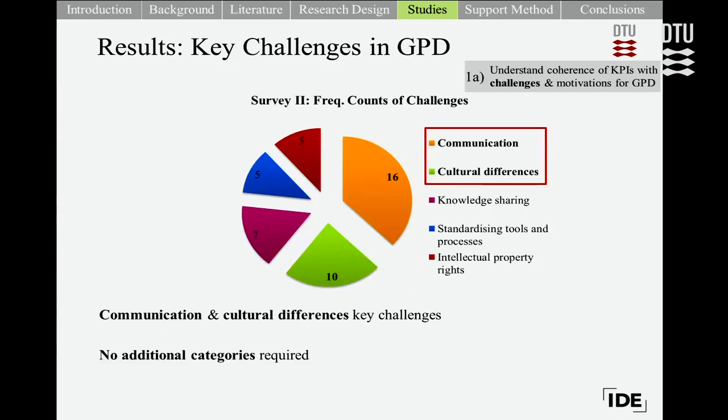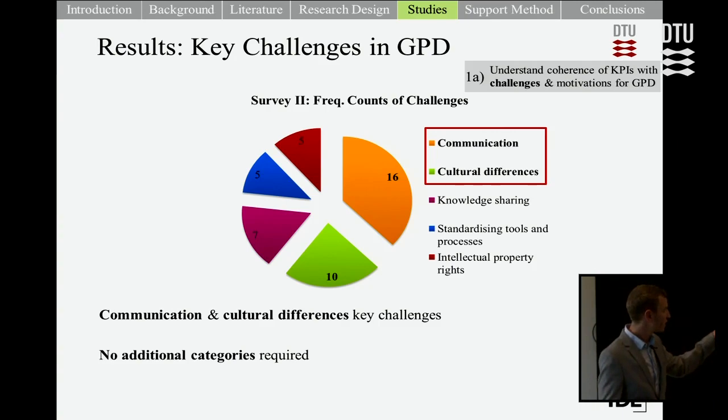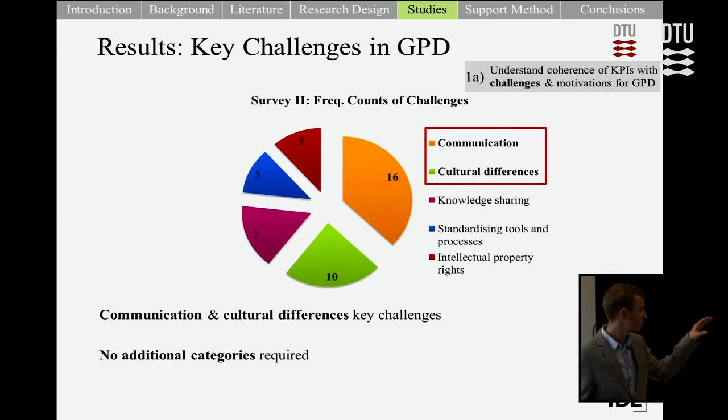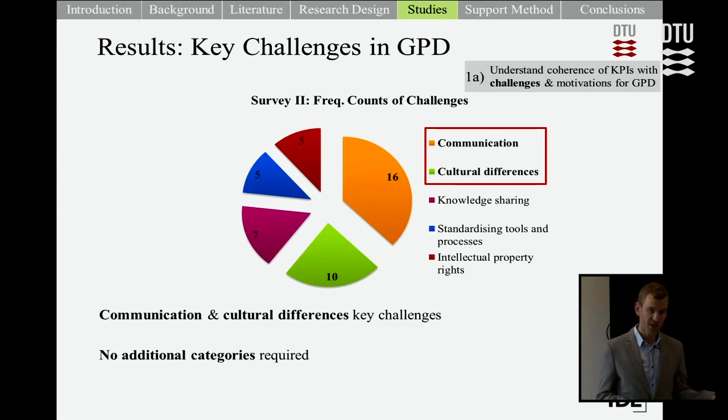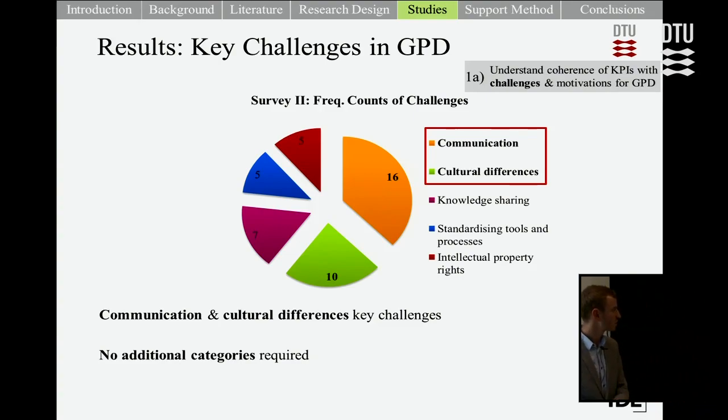And some of the key challenges in GPD. So this is from survey 2, where we asked participants to highlight what the key challenges in GPD were. And we see that communication and cultural differences, similar to the literature review, are very key in this global context. And many of the challenges actually stated were very similar to those in literature, and there was no additional categories required, which also shows that this area of research is beginning to mature with the challenges at the higher level.